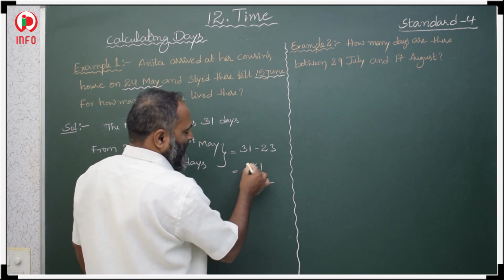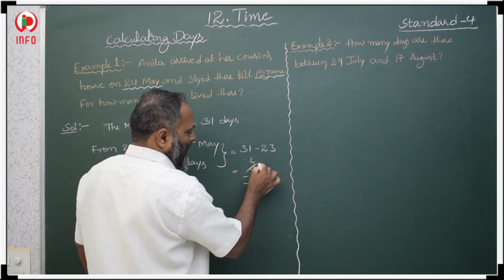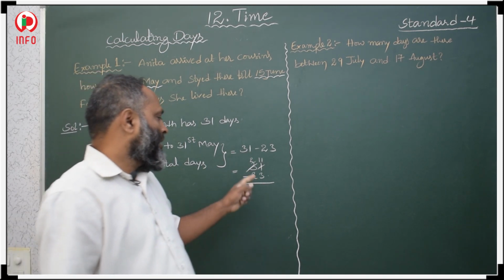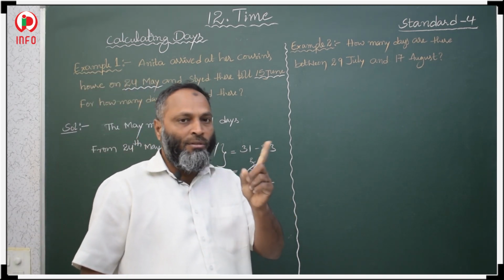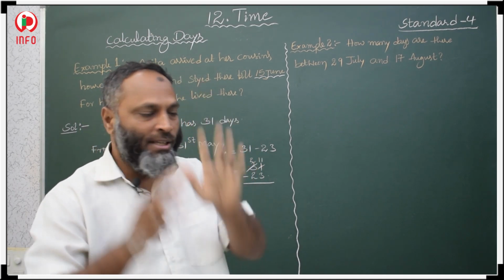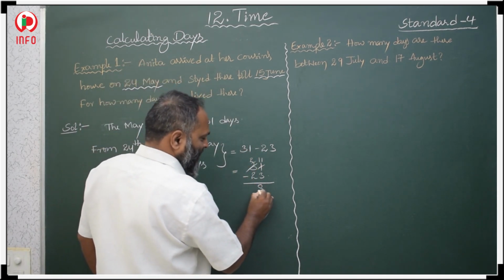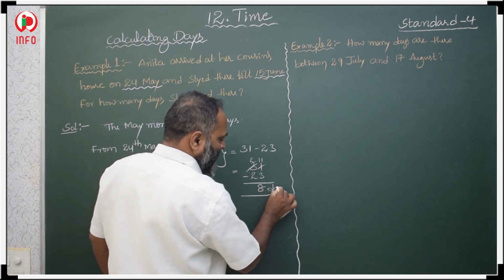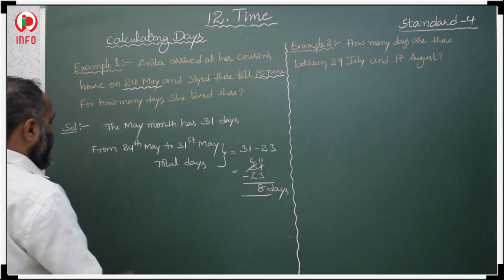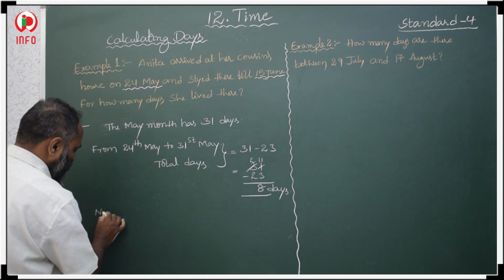31 minus 23. Now borrow from here, you will get 11. 11 minus 3, from 3 to 11 we should count: 4, 5, 6, 7, 8, 9, 10, 11. 8 days. In the month of May, how many days she stayed? 8 days. Now June. Number of days in the month of June.